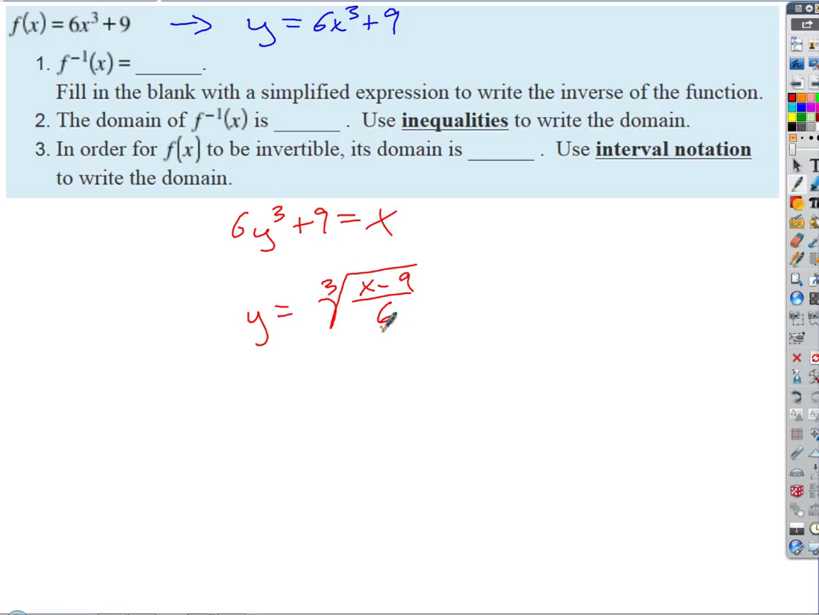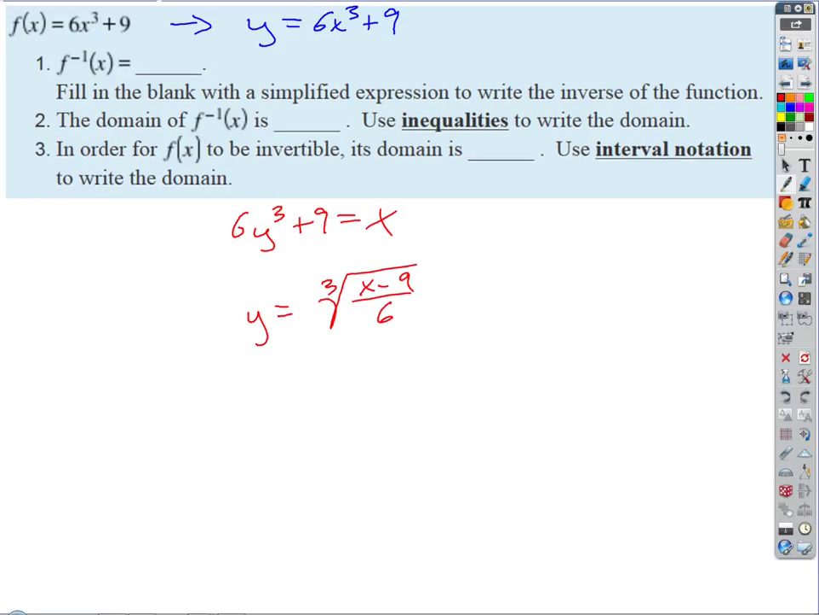So here's the part I want to focus on though. I want you to answer what's the domain of the inverse function, and then number 3, in order for the original function to be invertible, to have a 1-to-1 correspondence with the inverse, what would its domain be? So let's look at this in terms of a graph.